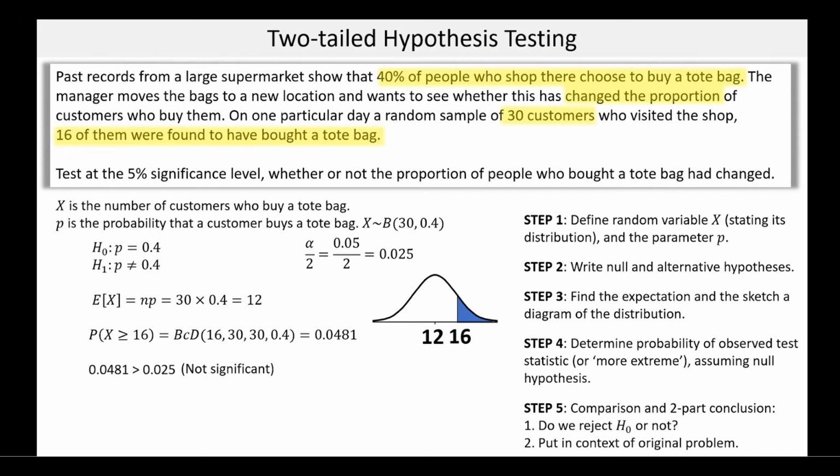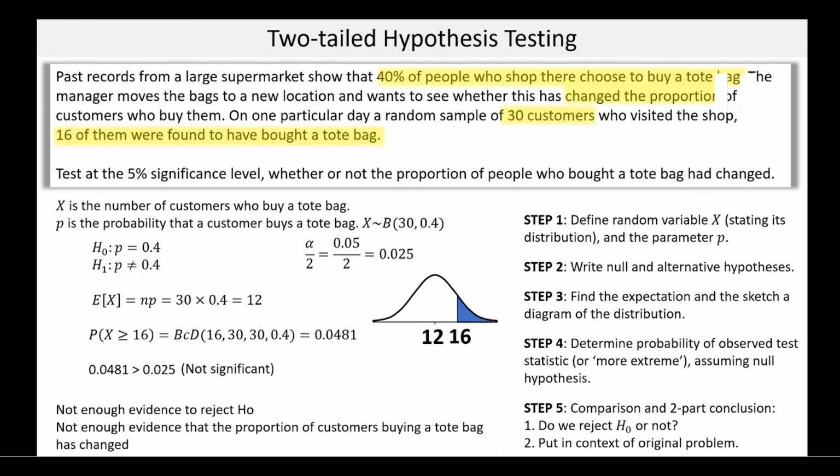The rest of the hypothesis test is, as you're familiar with, we're going to make our two conclusions. We do not have enough evidence to reject H0, and in context, we do not have enough evidence that the proportion of customers buying a tote bag has changed. So the main differences in the hypothesis test happen early on, the alternate hypothesis and splitting the significance level in two. If you get those bits correct, the two-tailed test will follow through for you.